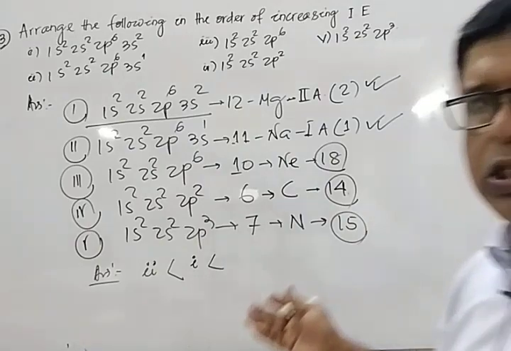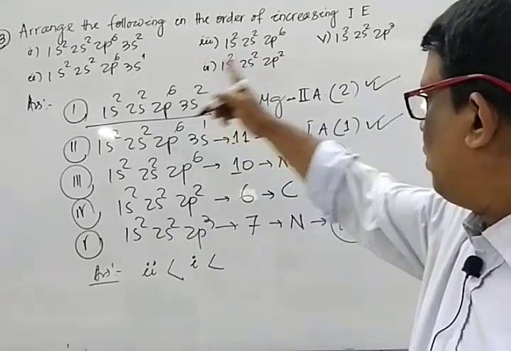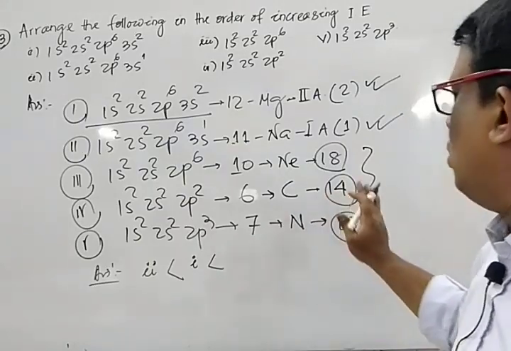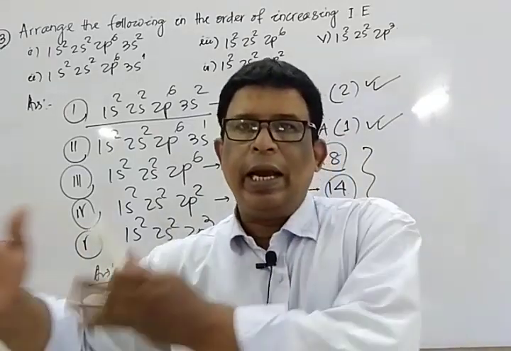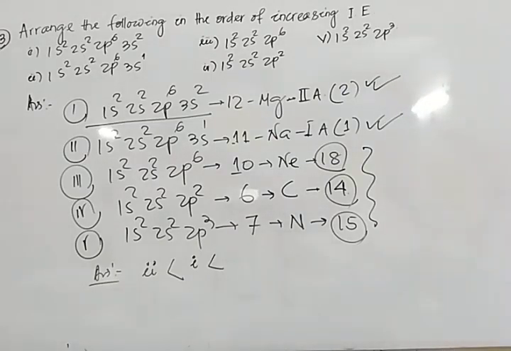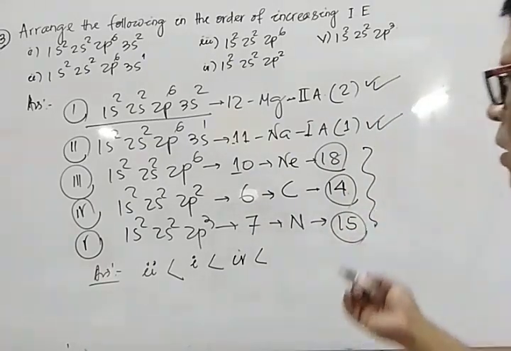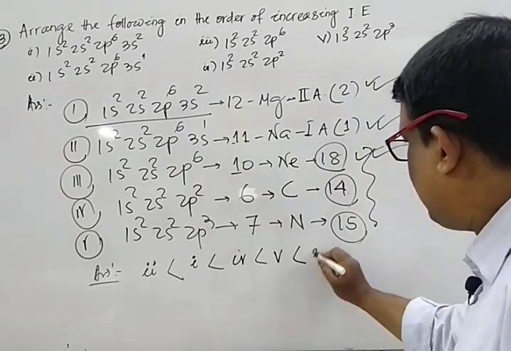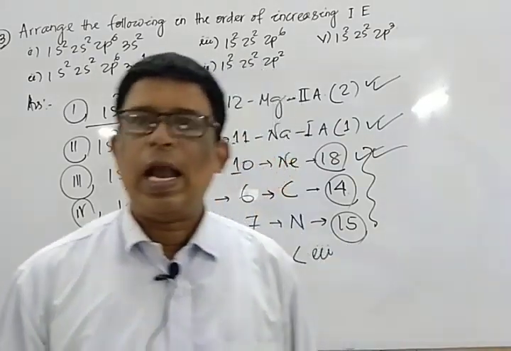Next, in these three cases, one is group 14, one is group 15 and one is group 18. So group 14 possesses lower, then 15, then 18. Which one is 14? The fourth one is group 14. Which one is 15? The fifth one is group 15. And which one is 18? The third one is 18. So group 18 possesses the highest value of ionization energy.